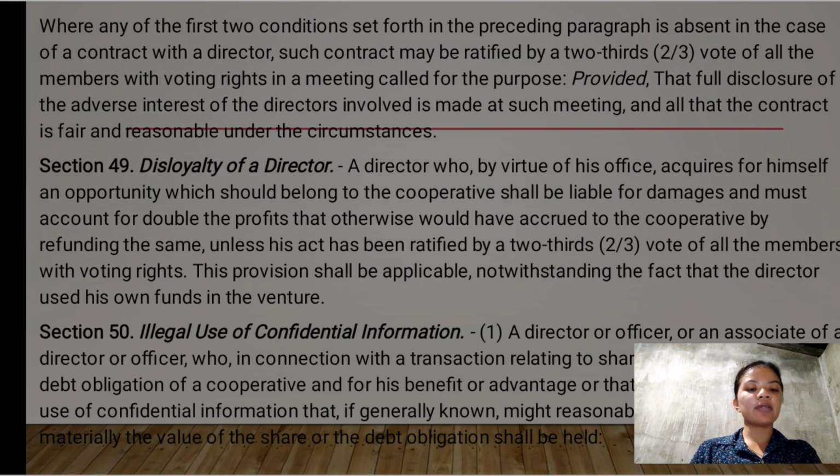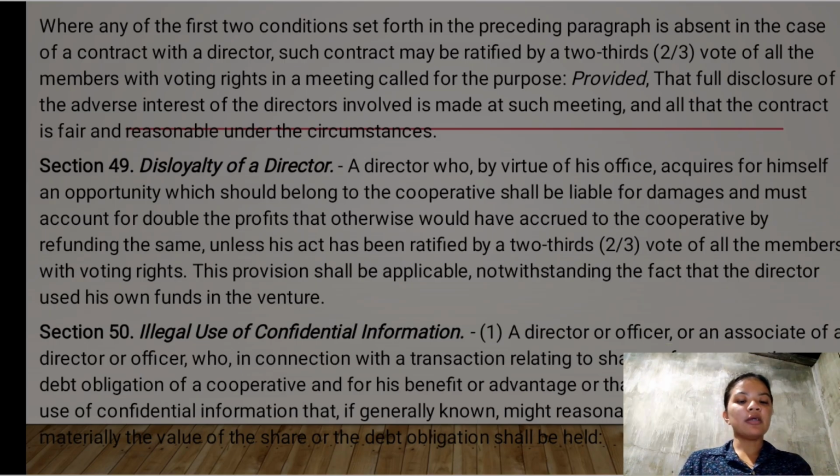This rule applies even if the director used their own funds in the venture, meaning their personal investment does not absolve them of responsibility. This provision ensures that directors act in the best interest of the cooperative and are held accountable for any personal gain derived from opportunities that rightfully belong to the cooperative.